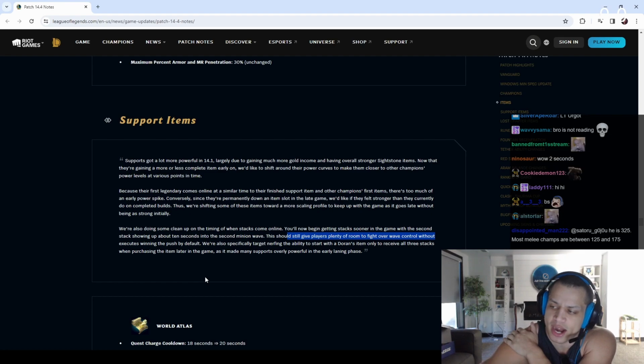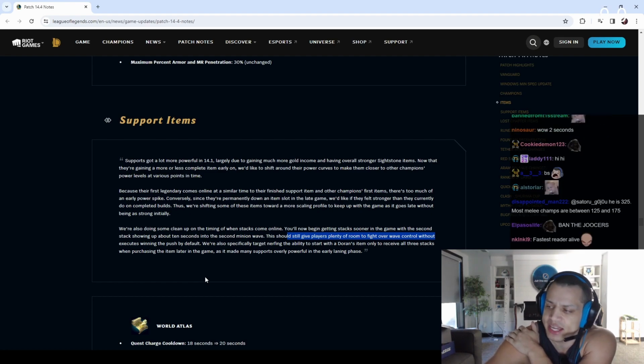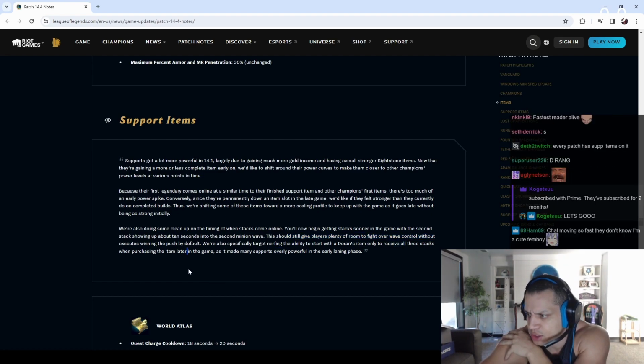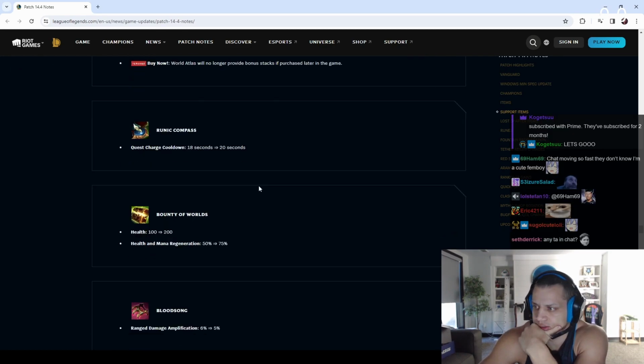First back, they're going like D rank or D blade because you don't get stacks at the beginning anyway. Exactly. Receive all three stacks, purchasing them later in the game. So it made supports overly powerful. Okay, yeah. Yeah, they literally targeted that.